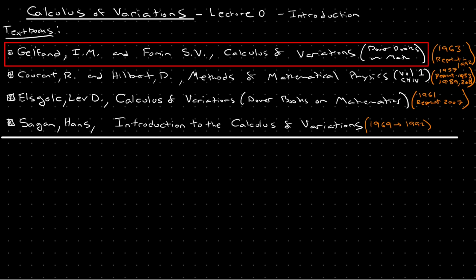The main textbook that we'll be using for the course is The Calculus of Variations by the authors Gelfand and Fomin. And this is a Dover book on mathematics. It was published by Dover in 1992. Originally, it was printed in 1963, and it's a fantastic reference to both the applications and the basic theory of the calculus of variations.